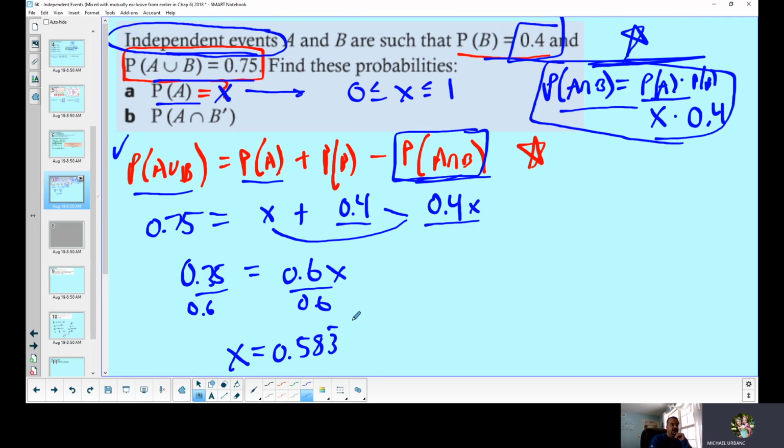So what did we just find? We just found the probability of A. So the probability of A is equal to 0.583 repeating. So that's part A. I know it's getting a little messy here. Part B now asks, what's the probability of A intersecting B complement? Now this is also one where you can utilize the fact that if A and B are independent events, then you can use some of the formulas we've already done.